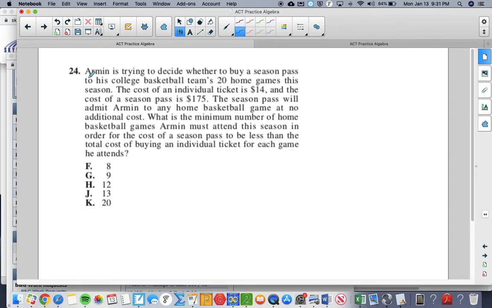Number 24. Armin is trying to decide whether to buy a season pass to his college basketball team's 20 home games this season. The cost of an individual ticket is $14, and the cost of a season pass is $175. The season pass will admit Armin to any home basketball game at no additional cost. What is the minimum number of home basketball games Armin must attend this season in order for the cost of the season pass to be less than the cost to attend by buying an individual ticket for each game?